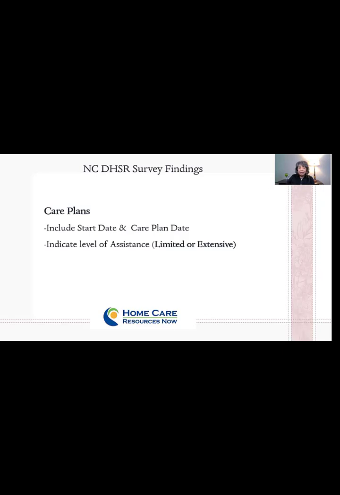On the level of assistance, there's only two that should be on the care plan, either limited or extensive. And just for a short review, you all know that this indicates what type of aide you can have working with that client. If they have more than two ADLs that are extensive assistance and they have a cognitive impairment, then they would need to have an aide that's on the registry. So that's the reason they're looking very closely at that as well.